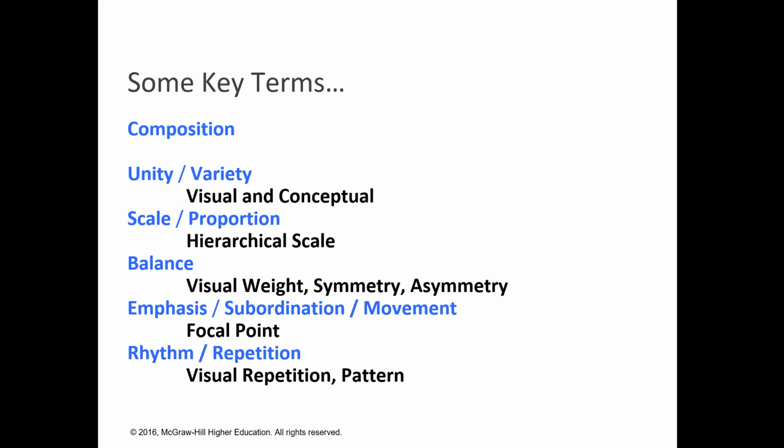Emphasis, subordination, and movement have to do with focal point, what draws your eye to a certain part of the painting or the image, and what maybe keeps your eye just quiet in another part of the image. And then we have rhythm and repetition, visual repetition and patterns.